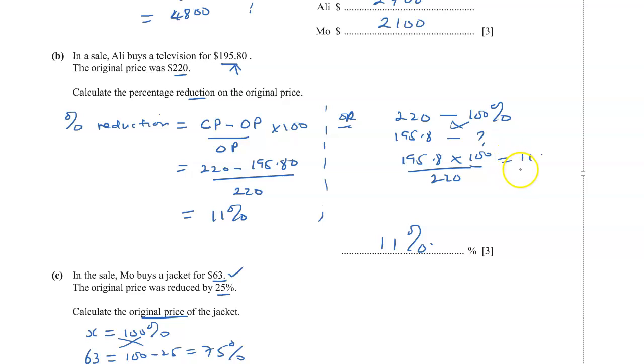Sorry, this is supposed to be 88.9, not 11. So this is 88.9%. Therefore, 100 take away 88.9 gives you 11%. Sorry.